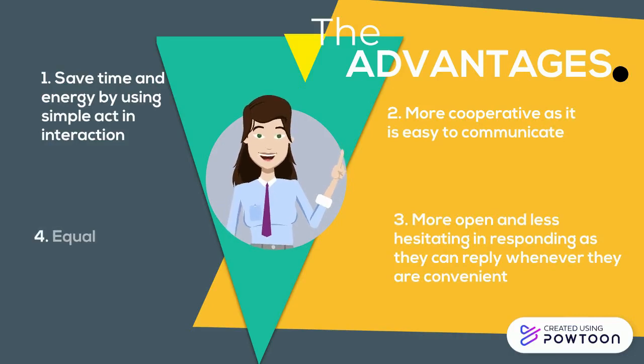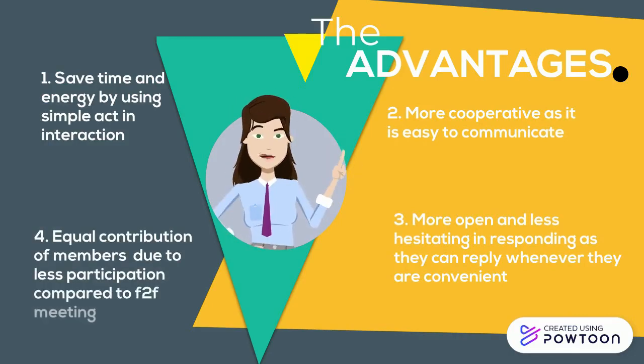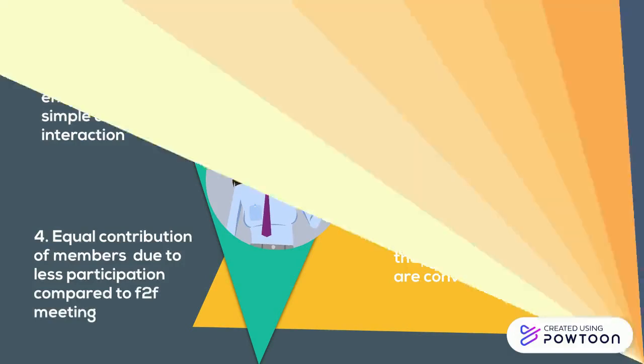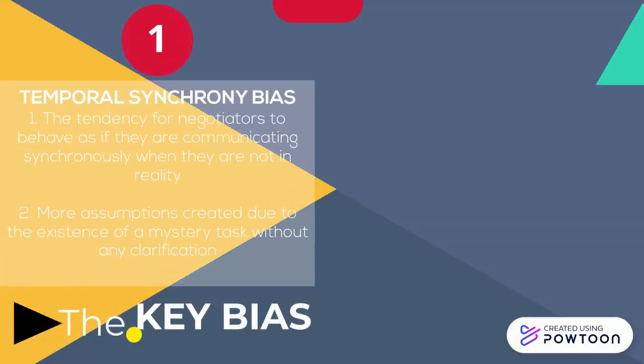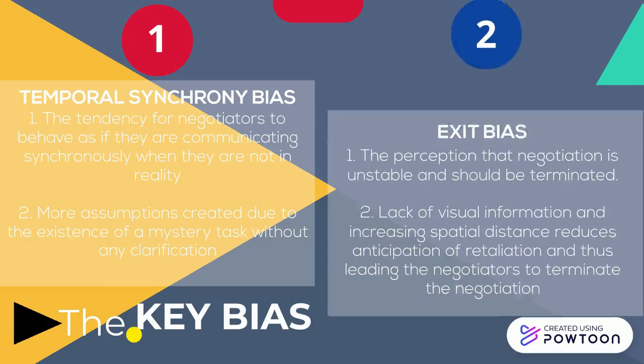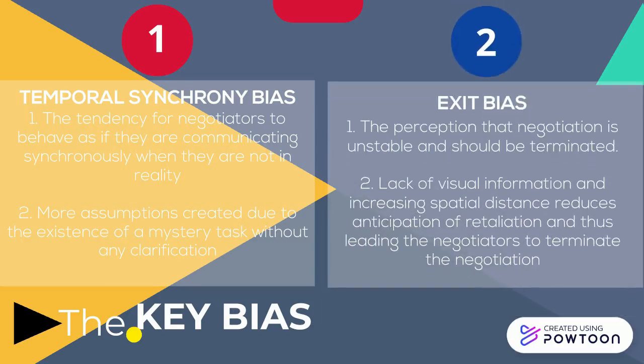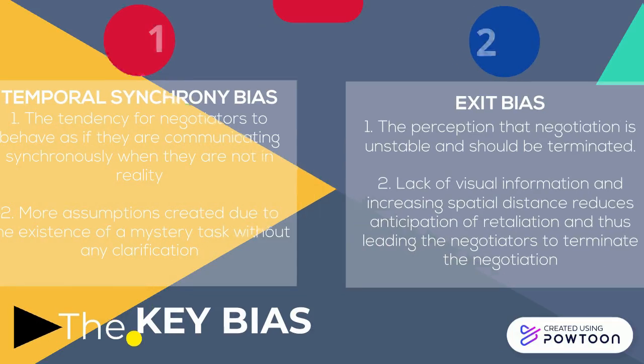They could also earn equal contributions of members due to the less participation compared to face-to-face meetings. This mode consists of temporal synchronous bias, which is known as the tendency for negotiators to behave as if they are communicating synchronously when they are actually not. There is also an exit bias, which is known as the perception that negotiation is unstable and should be terminated. It is usually due to the lack of visual information and distance.